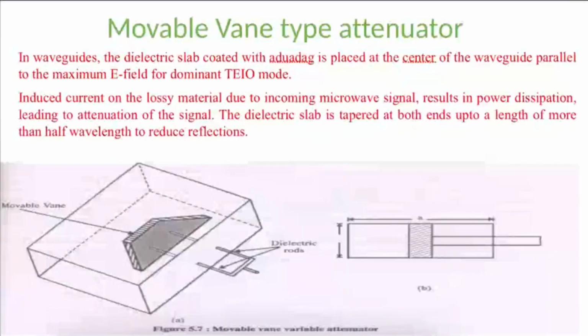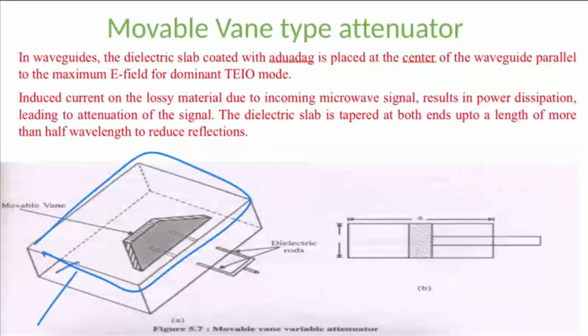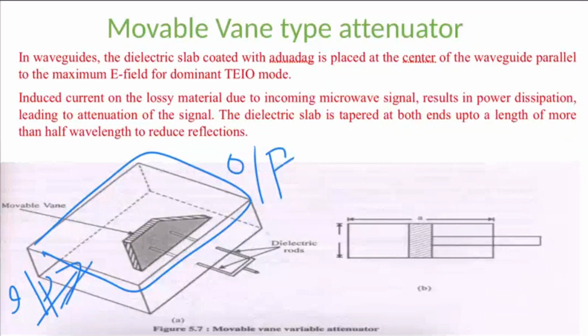Let us study the first one, that is the movable vane type attenuator. So this is the movable vane type attenuator, where this is called the input port. An attenuator is a two-port device. It has only one input port and one output port. So they are the two ports, one is input and the other one is output.